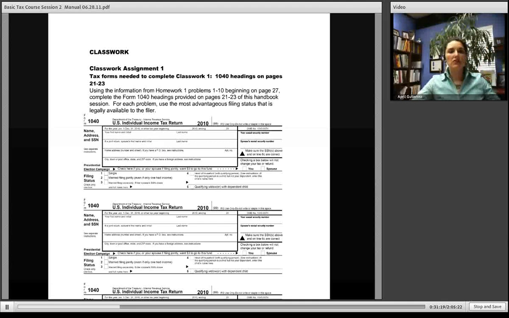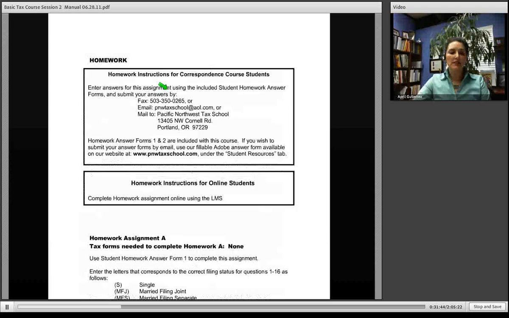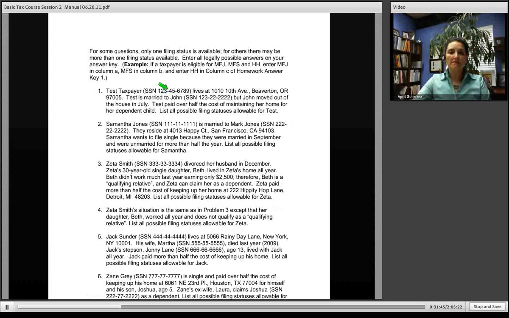And here's page 21. Classwork assignment number 1 is to fill out these headers in your manual for the tax situations that are described in a very odd place, which is the homework assignment. And it might be a little bit confusing, but actually classwork involves part of homework, and then homework is something you're going to work on more after the class ends today. But let's flip to page 27 to see what the homework assignment is saying.